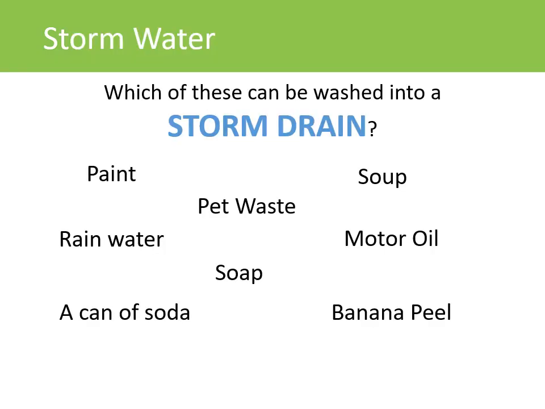So some of the things that can wash into storm drains is paint, pet waste, rainwater, soap, motor oil, a can of soda, banana peel, and yeah, if you dump your soup out on the side of the road, that could end up there too. Anything and everything that you dump either into your yard or on the side of the road can end up in a storm drain and washed away by runoff. So please be mindful of the things that you throw down onto the ground.